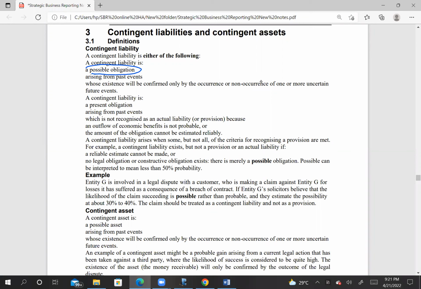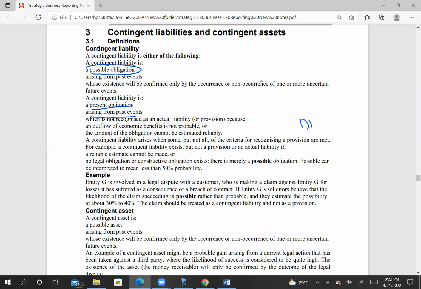So in this case, it is a possible obligation. If the investigation is against you, then it will become your present obligation; otherwise you will be free. So if you have a possible obligation, not a present obligation, it will be your contingent liability. Or if it is a present obligation arising from a past event, but the outflow of economic benefit is not probable, or the cost of the provision cannot be measured reliably, in that case also it is known as a contingent liability.